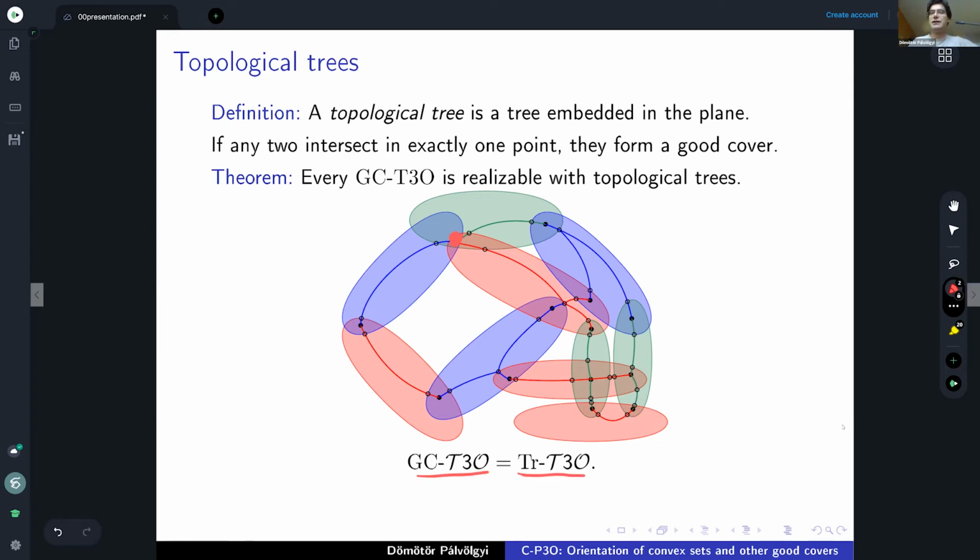These that are representable by trees, I will call them T3TOs. And as I said, a proof only works if there's one triple intersection. If there's more, it doesn't work. So for the partial triple orientations, there is no equivalence. It's a simple example. You can think about it.